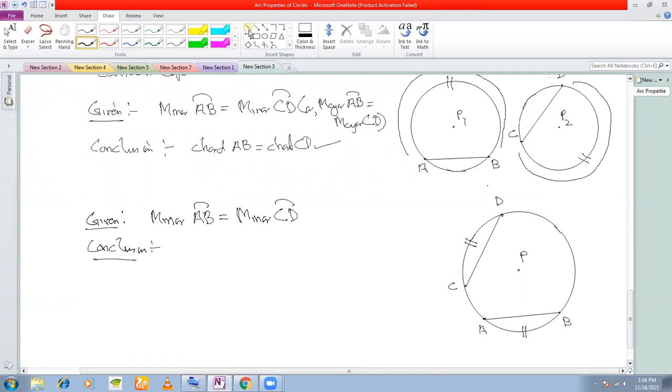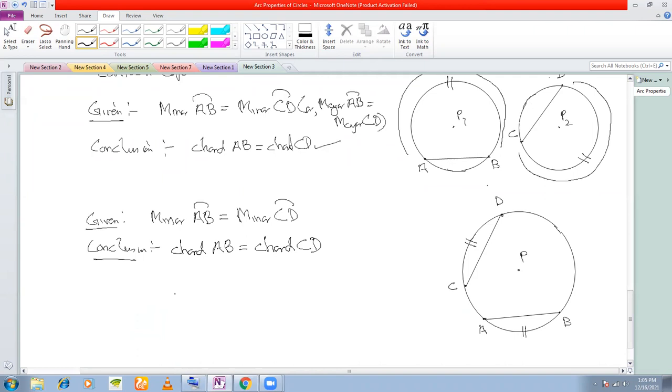Your conclusion is that the chord that they contain, arc AB contains which chord? AB, right? And arc CD contains which chord? Chord CD. These two must be equal.